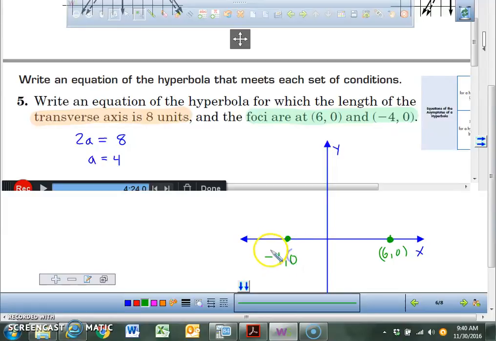Negative 4, 0. You can call this focus 1. You can call this focus 2. By the way, directly in between, what's going to be the midpoint between the two foci? What's the midpoint called?